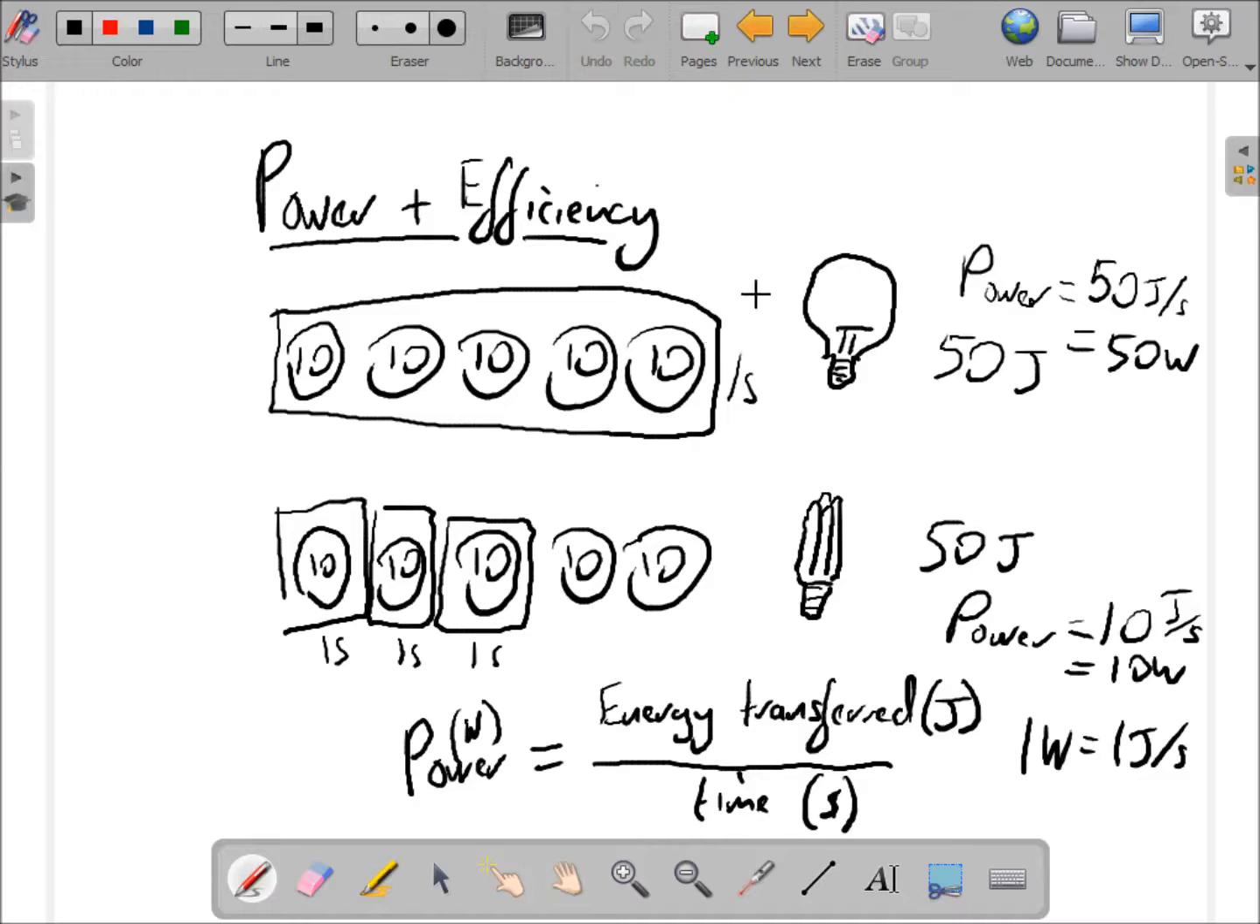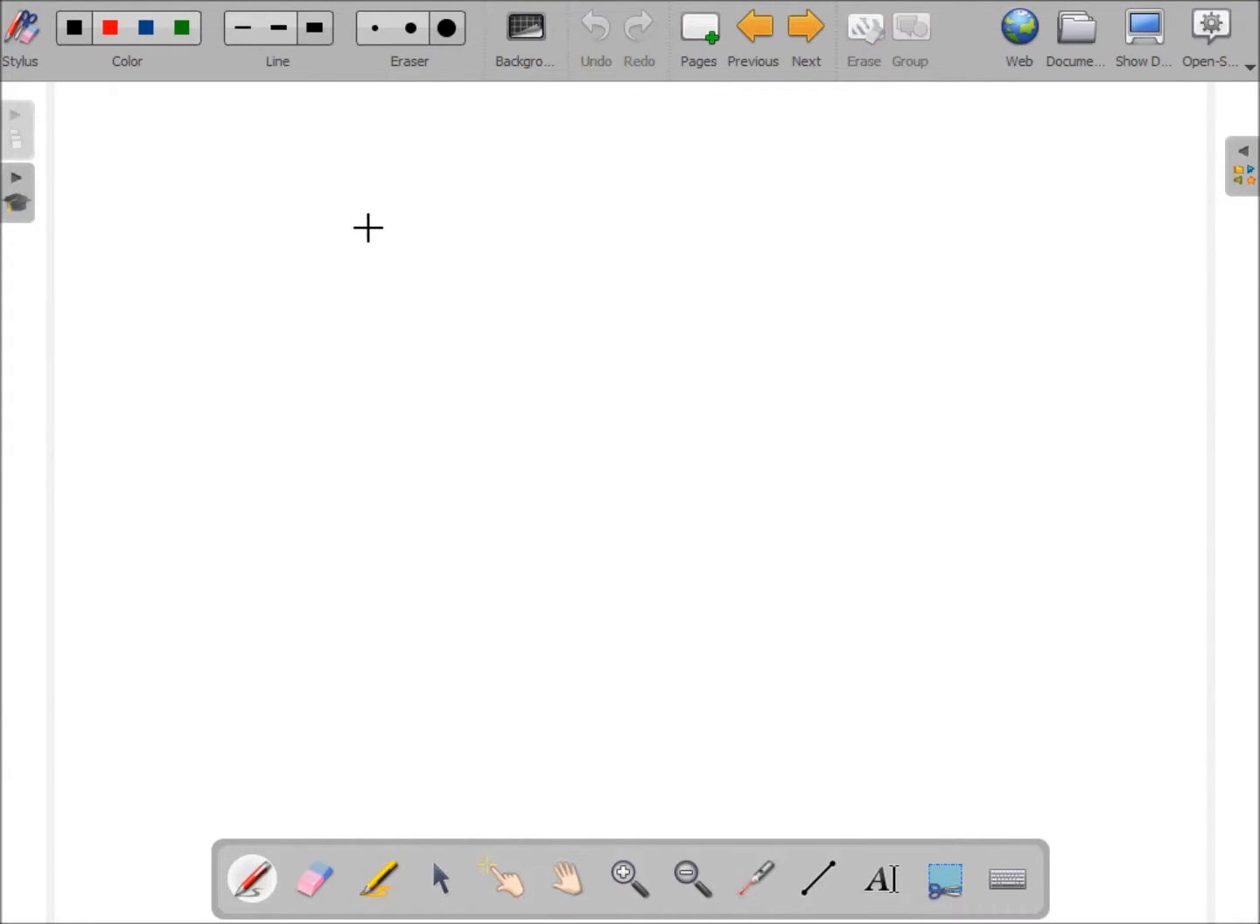It might be that this is just a brighter bulb, so obviously it's going to use more energy, or is it that one is more efficient than the other? So we're going to look at what we mean by efficiency. Firstly, let's consider the two bulbs again.